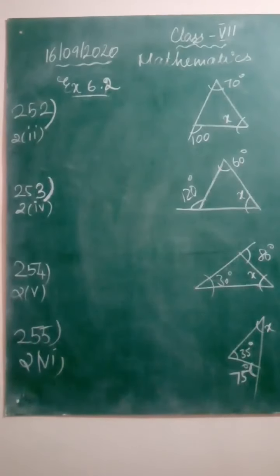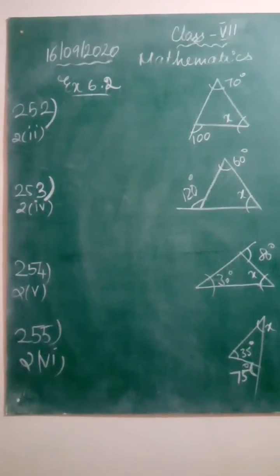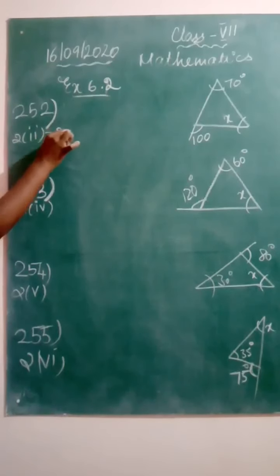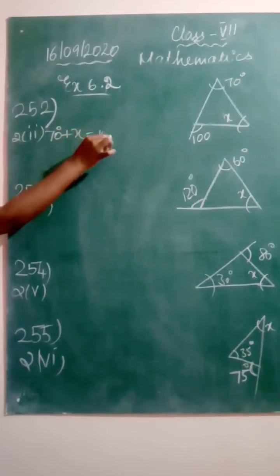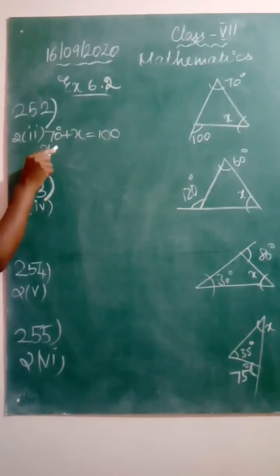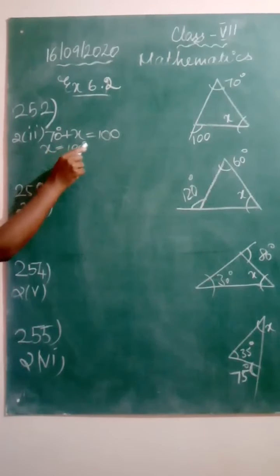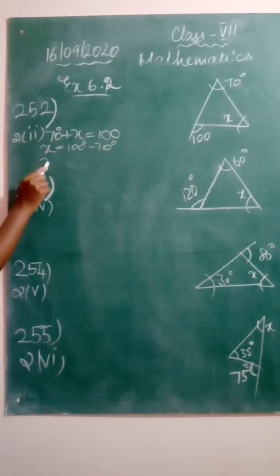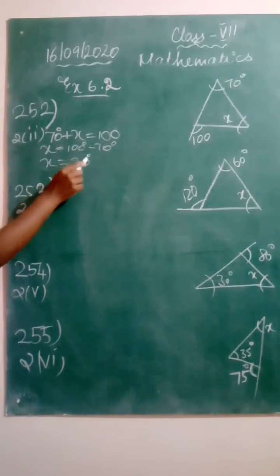Now let us use the same property and solve the second problem from exercise 6.2. Question number 2. So here we have to find the unknown interior angle. Okay. So by the exterior angle property we can say 70 degrees plus x is equal to 100, right? Okay. So the exterior angle is equal to the sum of interior opposite angles. But we need only x now. So we can transpose 70. Okay. And that will give you x is equal to 30 degrees. Okay, clear?